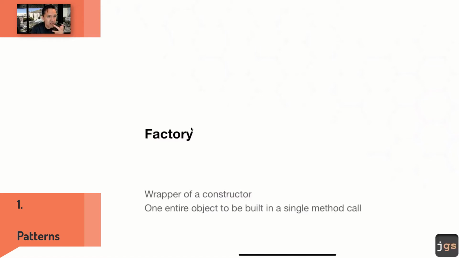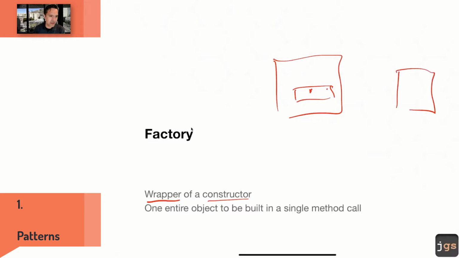Factories, a quick definition of the factory. You know what? The factory is a wrapper for a constructor. A factory is going to be a class. A factory is going to have a method. And that method is the method that we're going to call when we want a particular object of a particular type. And this object is what is going to represent the product. And the class that has this particular method is going to represent the factory.